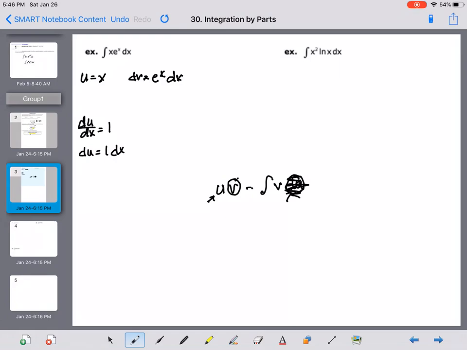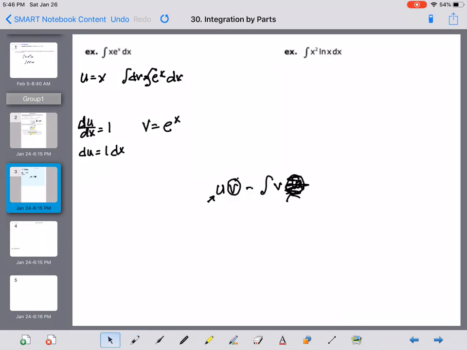Now for the v, I have dv, the derivative of v. So if I want v, I'm going to integrate both sides of the equation. Well, we know the integral of dv is just v. We're going to get v back. And the integral of e to the x, we know, is e to the x. We're going to leave off the c for right now. We'll bring that back in a minute.